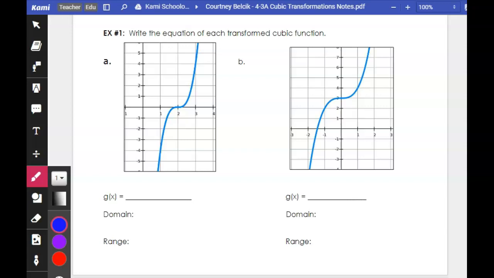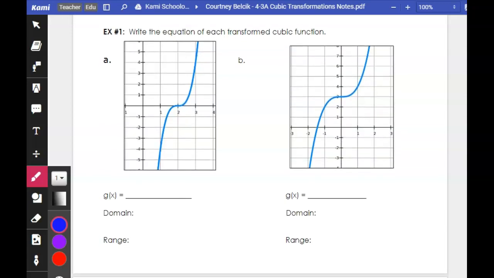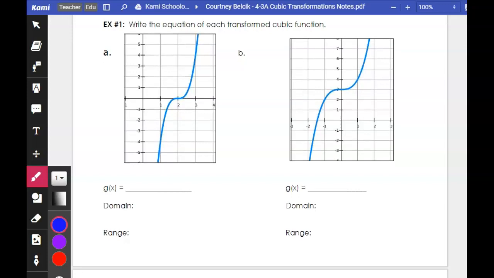Now I do want to talk about maybe the domain and the range here. Let's talk about that part first, and then we'll come back and add in the equations a little bit later on. So in graph A, we've got this point. This point is right in the middle. What would you call that? The what of the graph? The vertex. So the vertex here isn't at (0, 0), it's somewhere else.